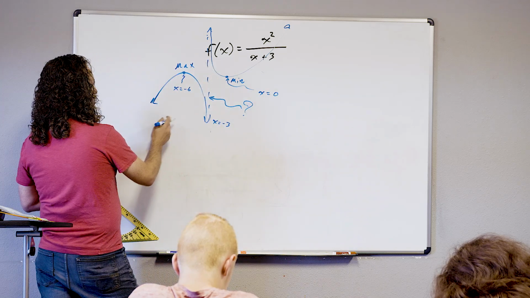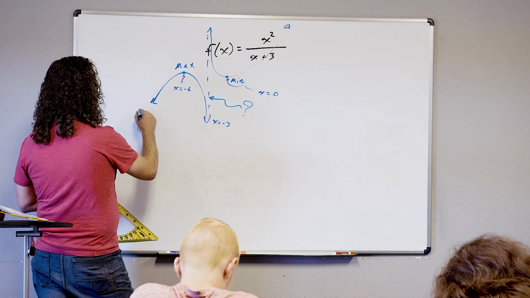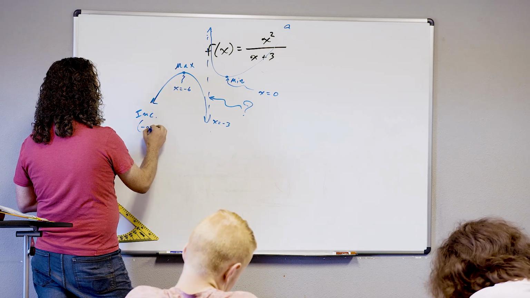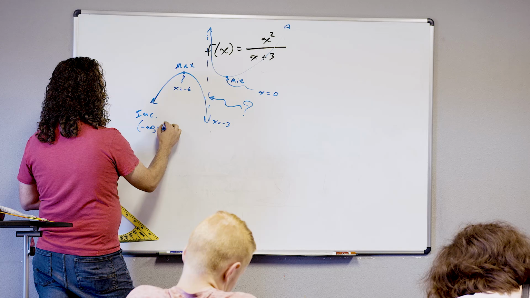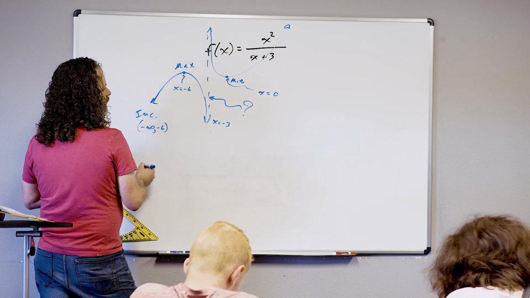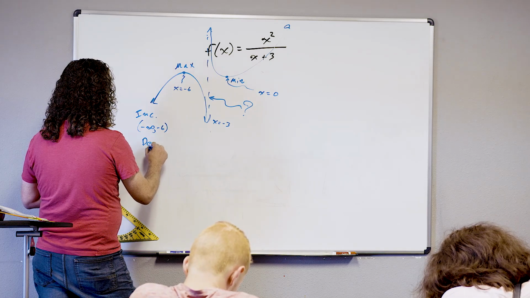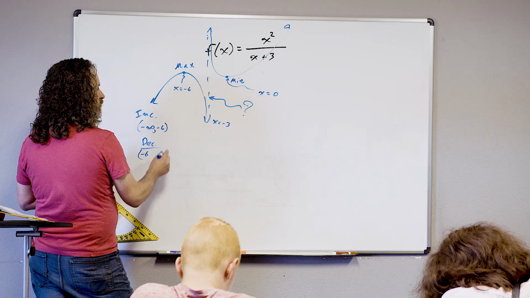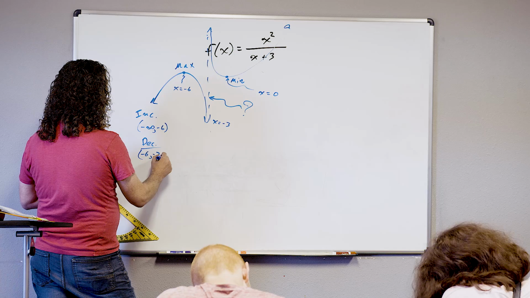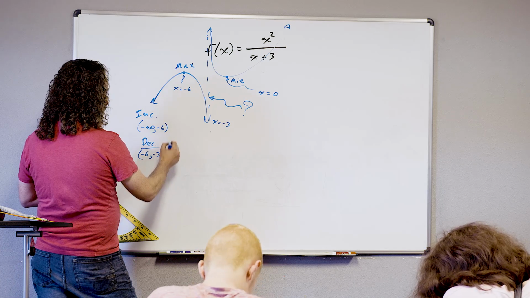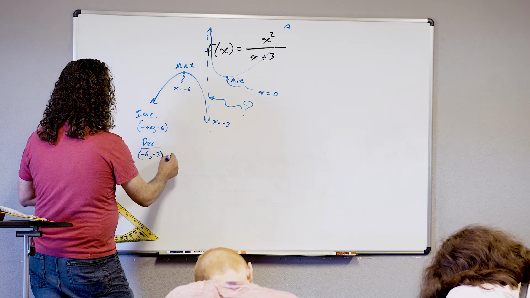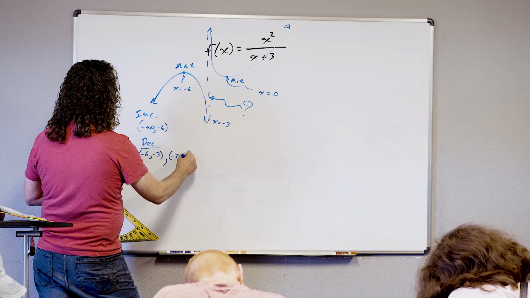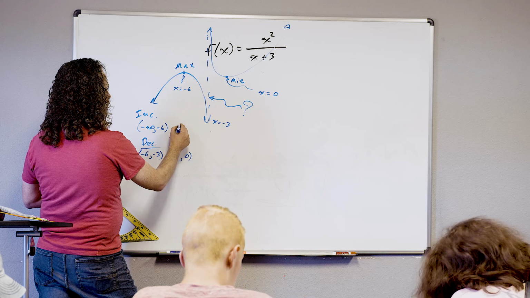So it's increasing from negative infinity to this point, to negative 6. It is decreasing from negative 6 to negative 3, right? And then it is decreasing again from negative 3 to 0, and it's increasing from 0 to infinity.